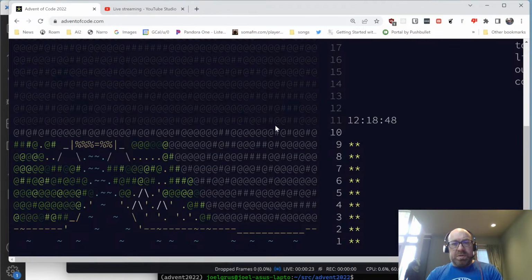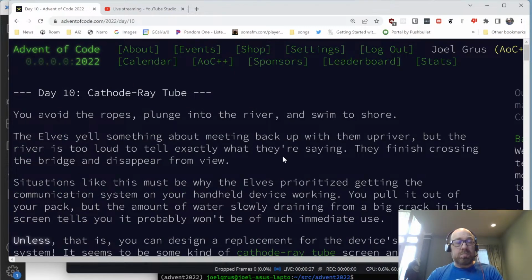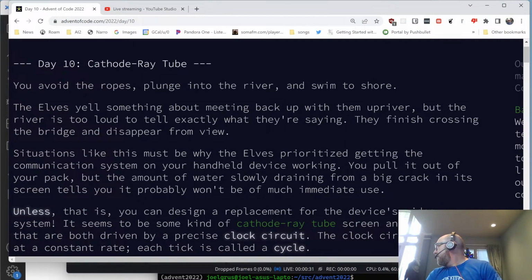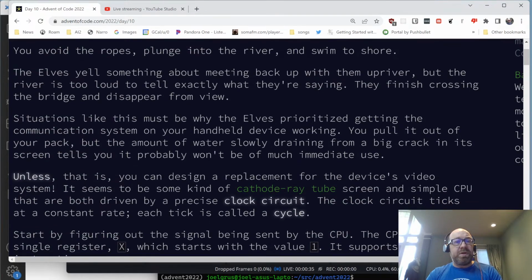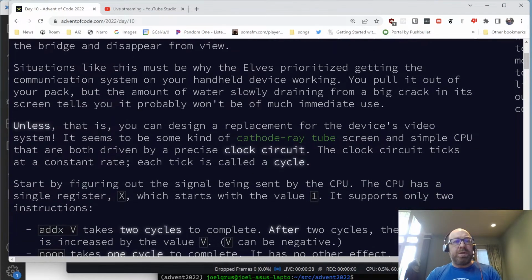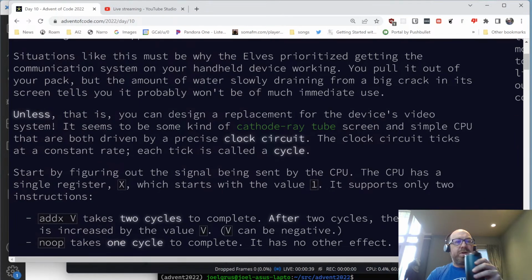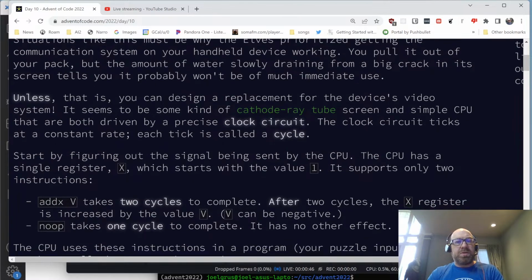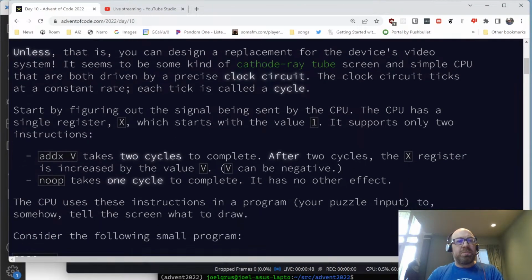Let's look at the problem. Avoid the rapids, plunge and reverse them to shore. The river's too loud to finish crossing. Priority is the communication system, so pull it out of your pack. It's out of water, slowly draining. The video system, CRT, and clock circuit take a constant rate, cycle. Start by figuring out the signal.